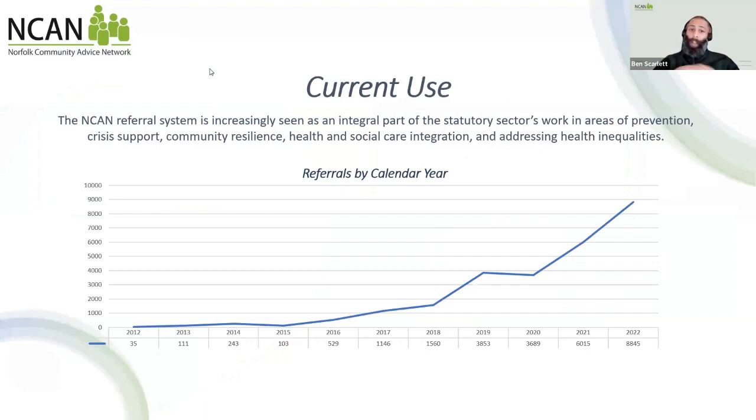Here's a little look at our current use in terms of referrals by calendar year. I think there's a little chart at the bottom that gives you a breakdown of the actual numbers. You can see it's grown year by year, and last year we had 8,845 referrals in total. We would expect to see similar numbers this year, if not maybe a slight increase. But as we've talked a lot about capacity and supply and demand, that's very much how we feel in the Norfolk area, and that demand is obviously always a barrier to increasing adoption.